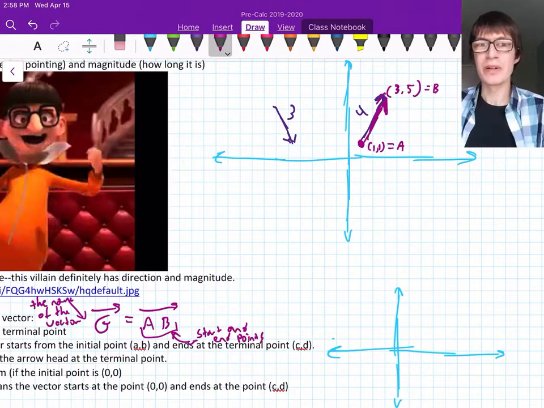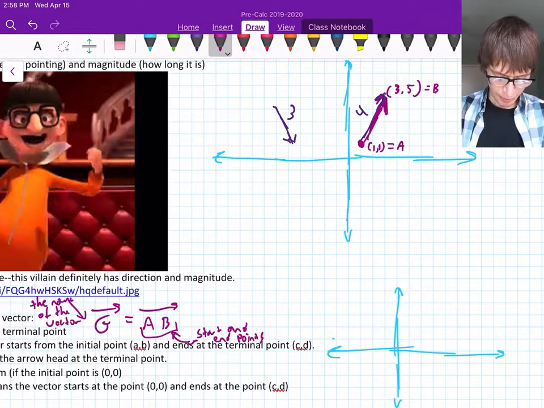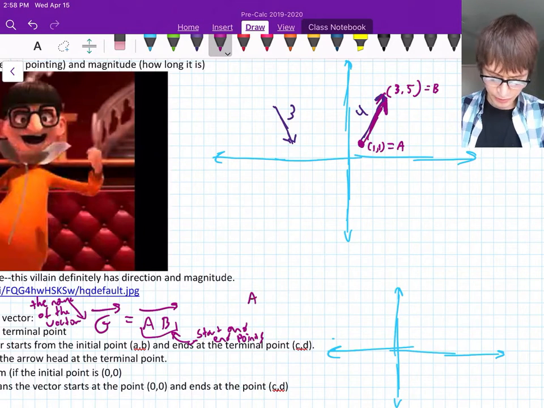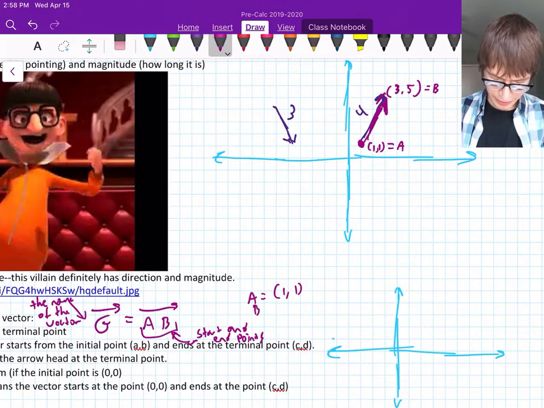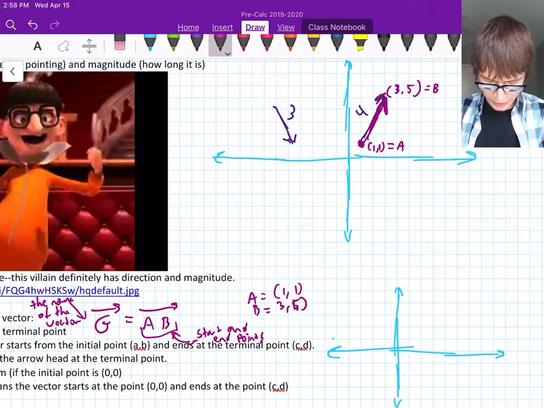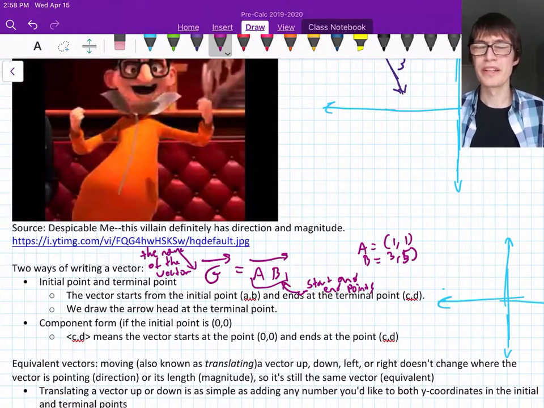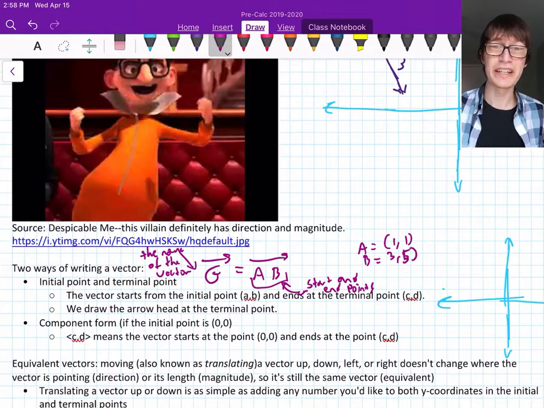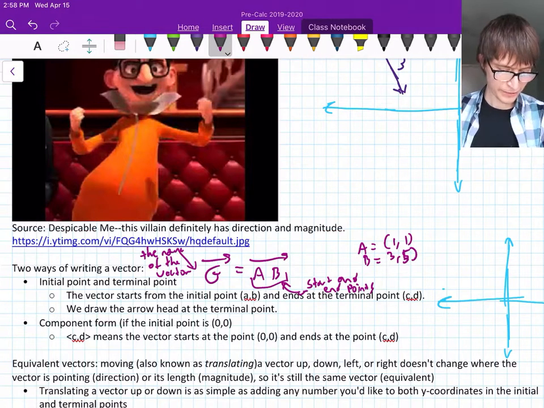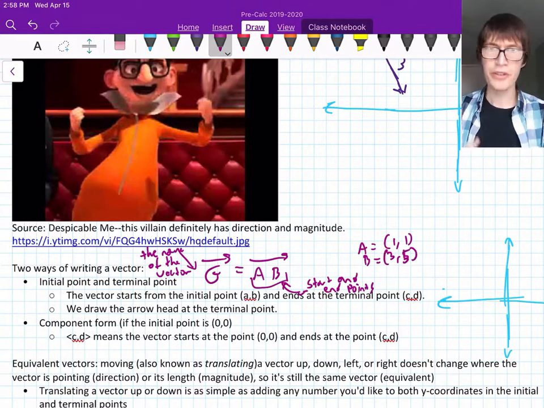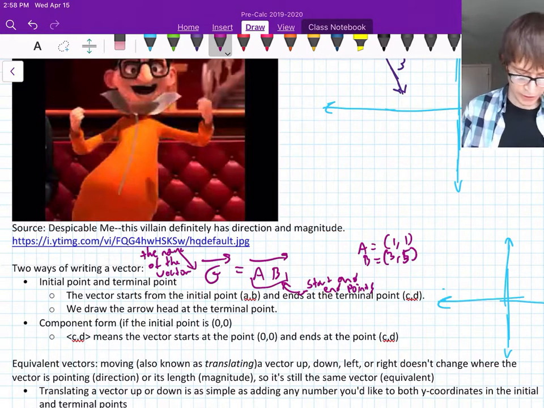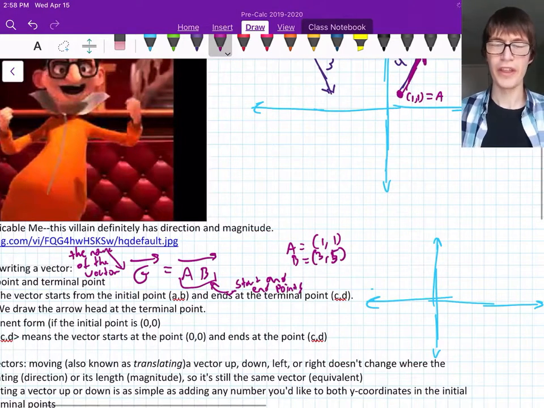Okay, and now we need to say what point A and point B are. So we'll say A equals 1, 1, and B equals 3, 5. In other words, when we use an initial point and a terminal point, another way to call it is a beginning point and an ending point, we're saying a vector starts from that initial point, 1, 1, and goes to that end point, 3, 5. That's all we're saying. So you draw the beginning, you draw the end, and you draw that.